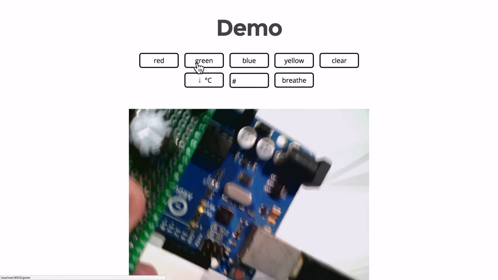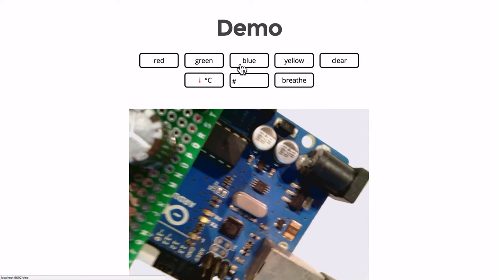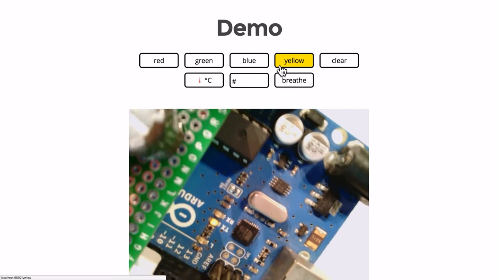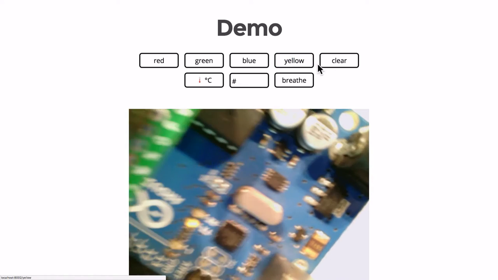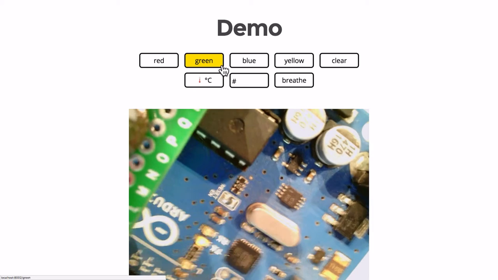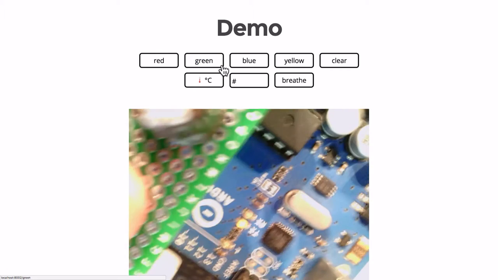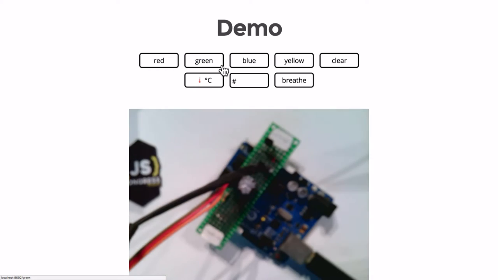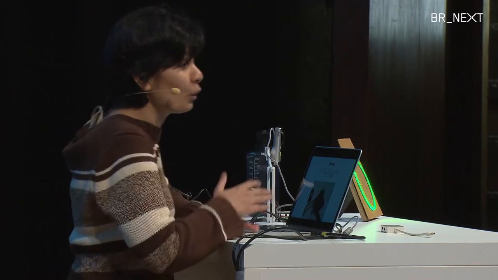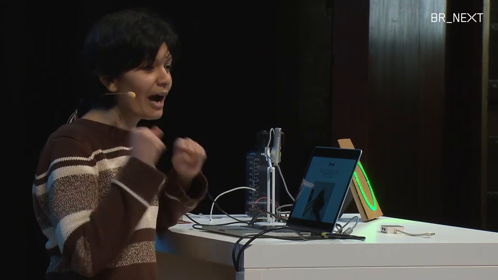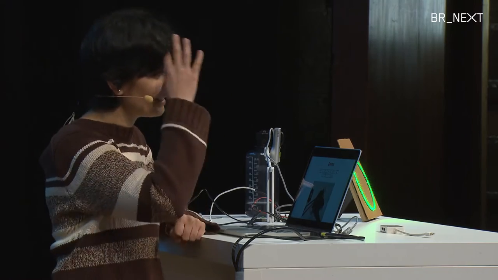Let me go slightly closer. What about blue? Do you see it blinking? Watch again. All right, green. What is happening when it's blinking? Basically, Arduino is receiving the command from the host machine, and that's the concept of a tightly coupled, tightly tethered app.